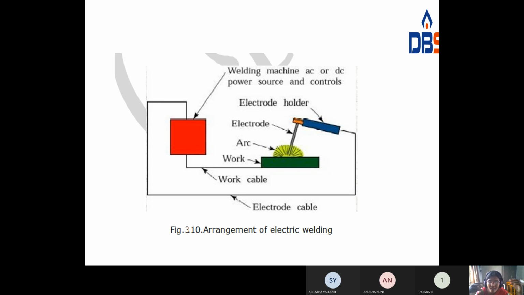So in that air gap the arc will be struck. Okay, so arc means heat. Because of that heat, the metal parts are welded. That is nothing but electric welding. Okay, so this is the arrangement of the electric welding.